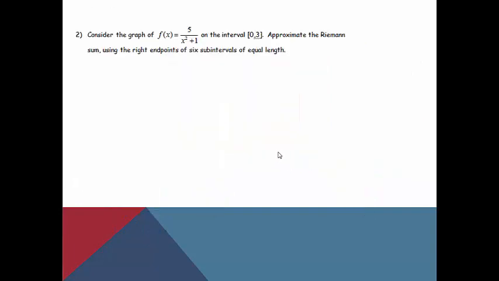Okay, another example. Consider the graph of f of x equals 5 over x squared plus 1 on the interval 0 to 3. Approximate the Riemann sum using the right endpoints of 6 subintervals of equal length. So this means we're going to draw 6 rectangles when we do this problem.